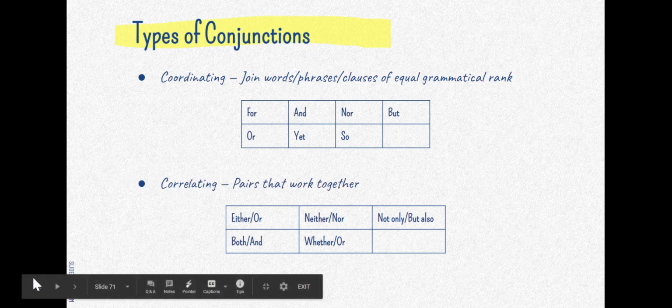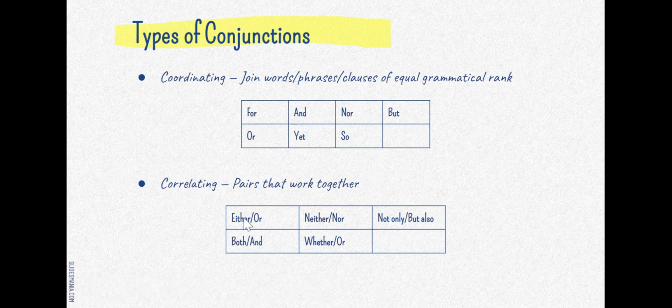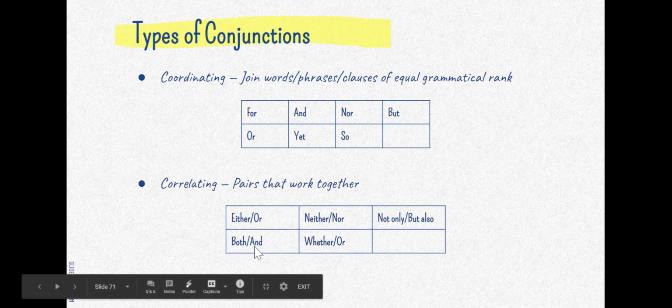The next type are called correlating conjunctions, and these are pairs that work together. So things like either or, or both and. If there's a correlating conjunction in a sentence, you have to get both parts for it to count as finding it. If you circle the and but forget the both, it won't count.